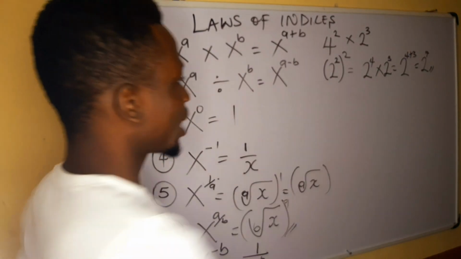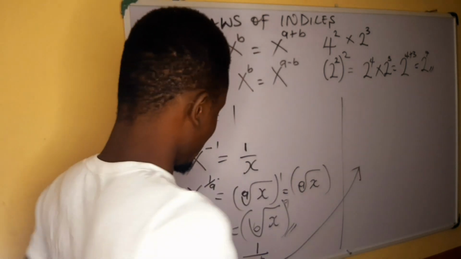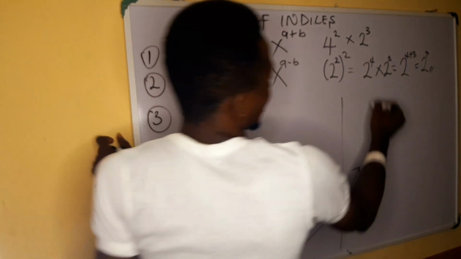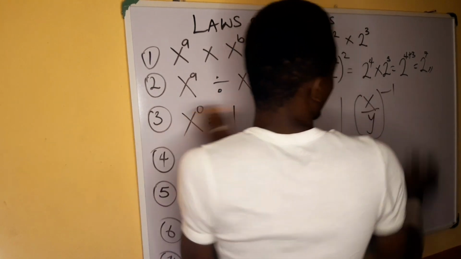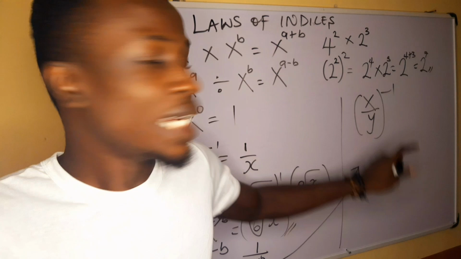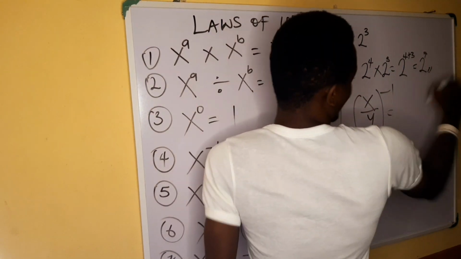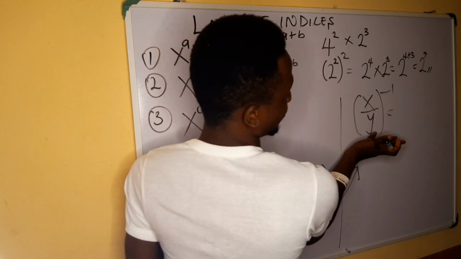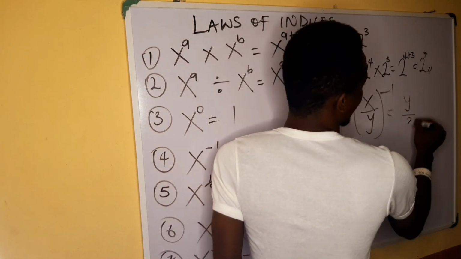Now this can also be written in terms of a fraction. Let's say you have x over y, all to the power of -1. Remember that this is inverse, so you just invert it: let the y come up and x come down. So this is y over x.